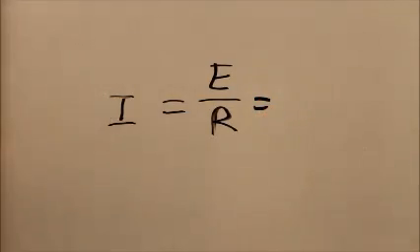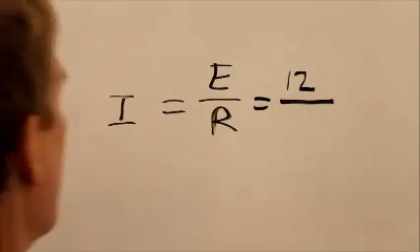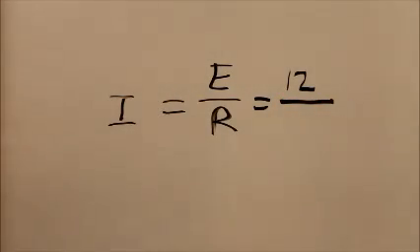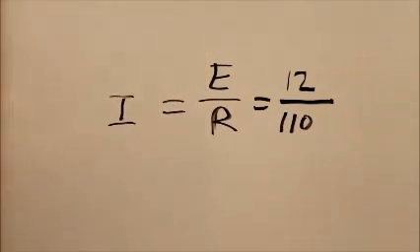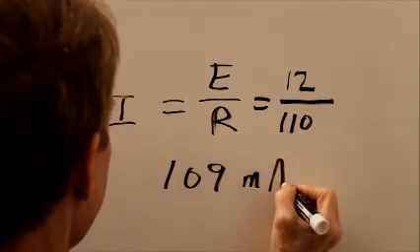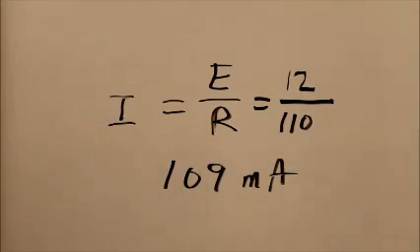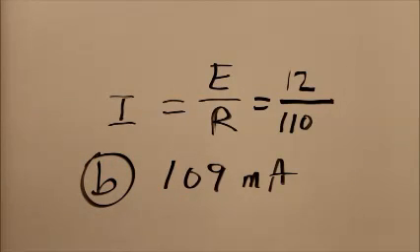Equals 12 volts divided by the resistance, the total resistance, 110 ohms. And if you use your calculator, you'll find out that that comes out to just about 109 milliamperes. That is choice B, as in Bravo. A little messy, but not too bad.